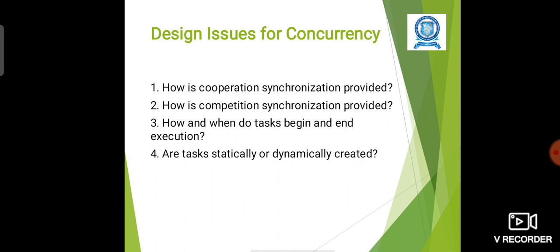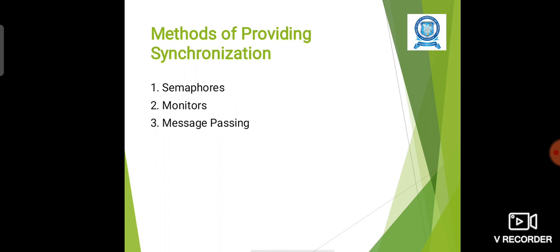Design issues of concurrency. How is cooperation synchronization provided? How is competition synchronization provided? How and when do tasks begin and end execution? Are tasks statically or dynamically created? Methods of providing synchronization. There are three methods: semaphores, monitors, and message passing.